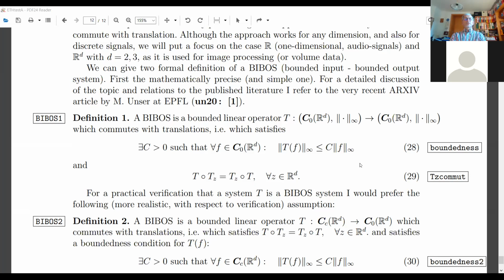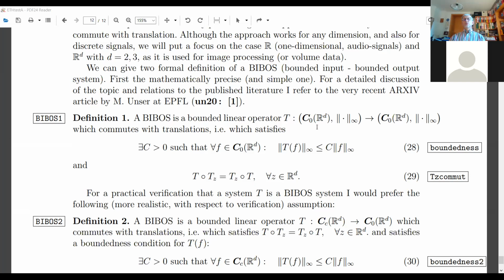Okay, and then of course, we are assuming that it's commuting with translation. So you would like to know that the output of the operator is independent of the time shift, that it is the same whether you do the time shift before or after the operator. Now, for me, this definition is the elegant definition and the correct description of BIBO systems, and BIBO stands for bounded input, bounded output systems. You can have many variations.